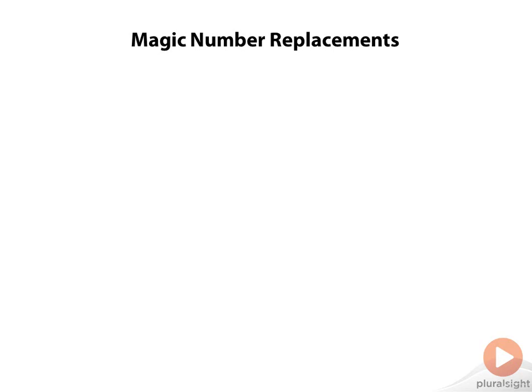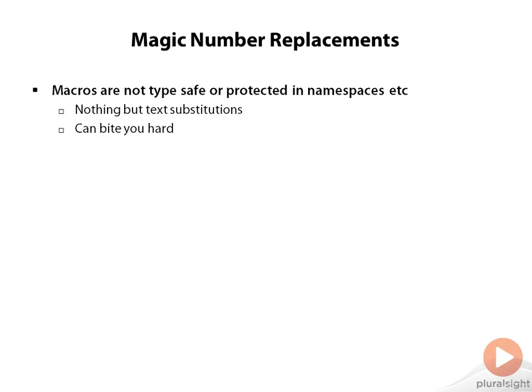To summarize what you just saw in the demo, macros, they're not type safe. They're not protected in namespaces. They're just text substitutions. They can really hurt you. They're annoying in the debugger because you don't always see their values, and people can change them.